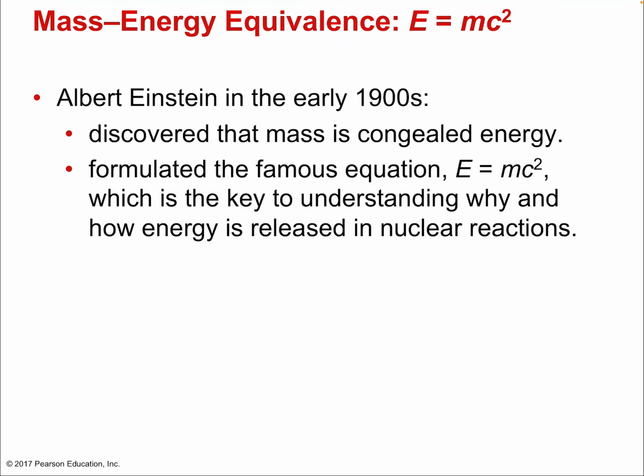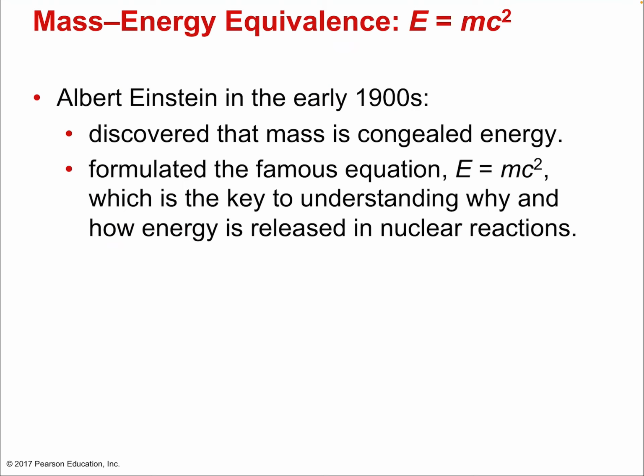Okay, all right. Albert Einstein in the early 1900s, we're talking about him because we're going to talk about where that energy comes from in fission, discovered that mass is congealed energy. Okay, so again, he had this incredible theory, all started with the speed of light, and then came up with the idea that space and time are connected to each other. And then finally, that led to the idea that energy and mass are connected to each other. And that really energy and mass are one and the same. Energy can become mass, mass can become energy.